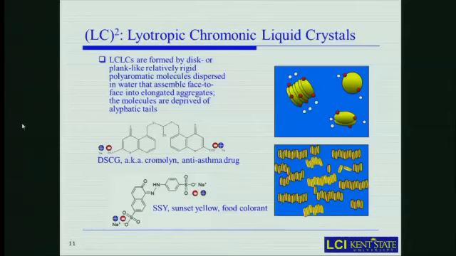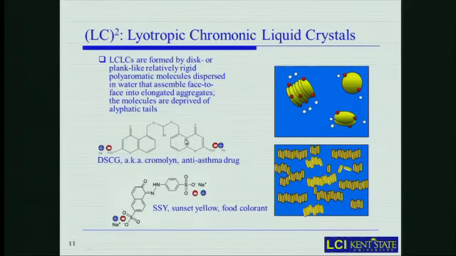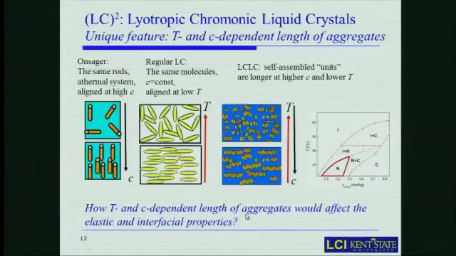dyes, like this so-called sunset yellow. It's used in food. Some of them represent drugs, and this so-called disodium cromoglycate is known in its pure form as an anti-asthmatic drug. So it's a very broad family of materials, and even DNA can be put into the class of chromonic lyotropic liquid crystals.